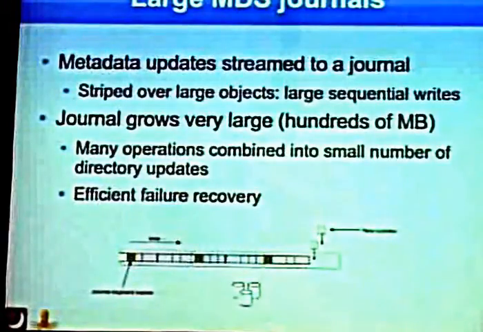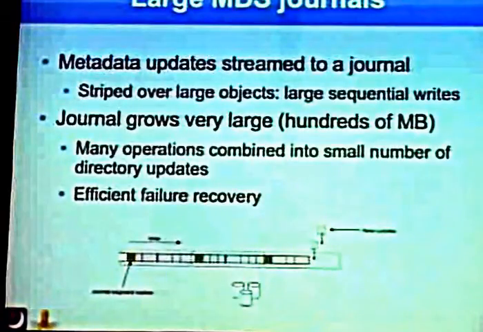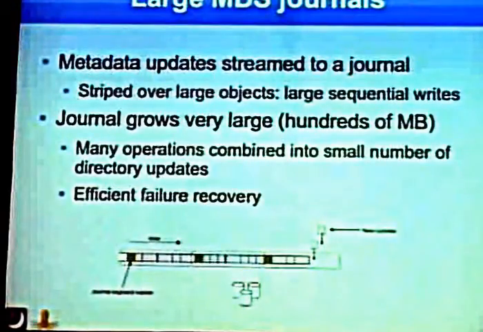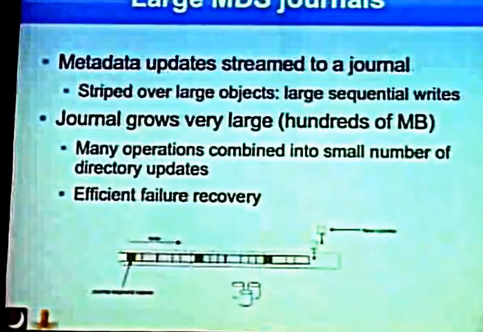And of course, the journals are also used for failure recovery. So if a node fails, then another one can come in, rescan the journal, rejoin the cluster, and also prime its cache with hot metadata at the same time.